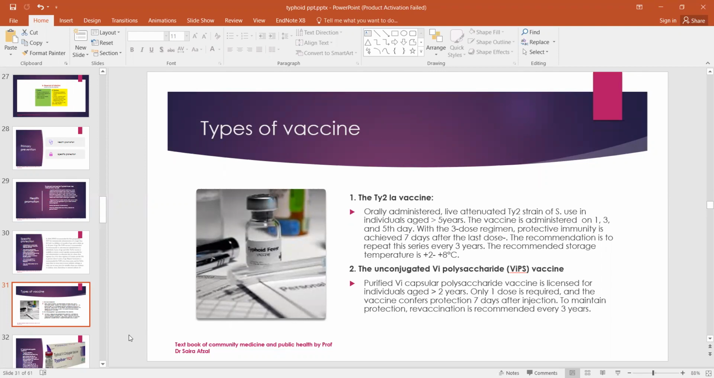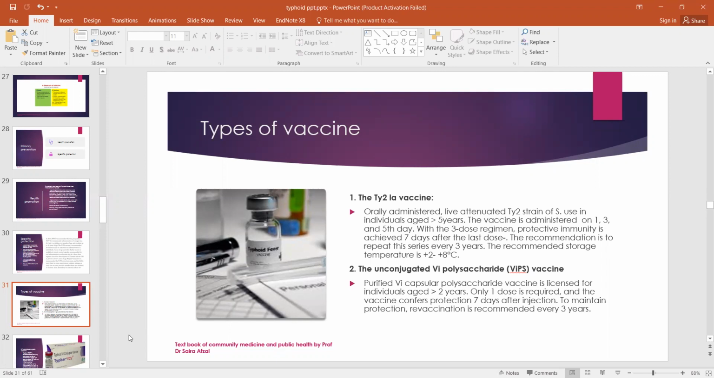The recommendation is to repeat this series every 3 years. The recommended storage temperature is +2 degrees centigrade to +8 degrees centigrade because this vaccine is a live attenuated vaccine.